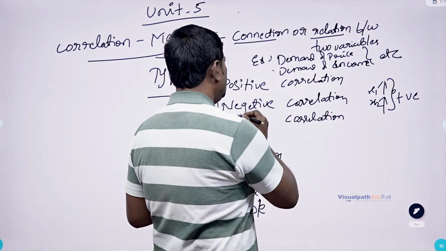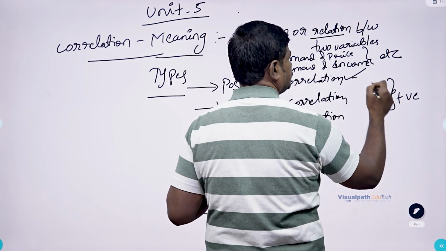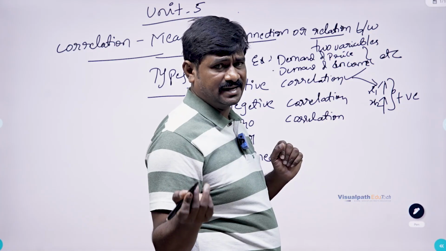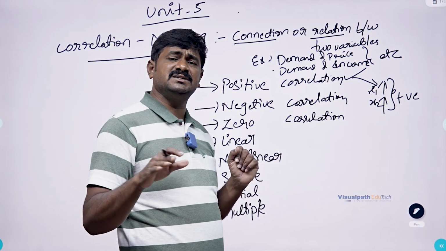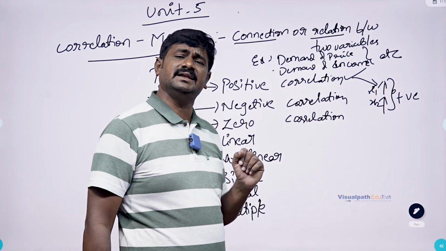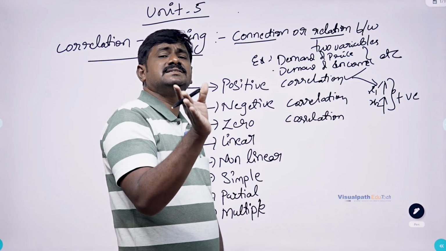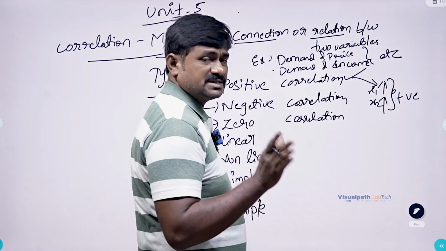This is positive correlation. Both are in the same direction, either increasing or decreasing. For example, if one variable is decreasing and another one is also going to decrease, that is also positive correlation. Both the variables are in the same direction, which is nothing but positive correlation.